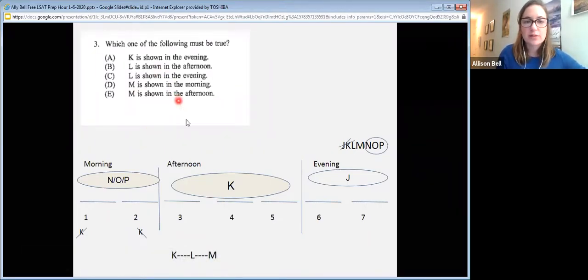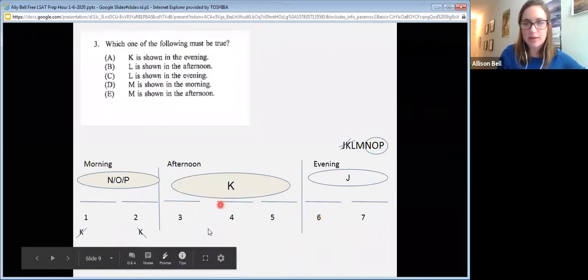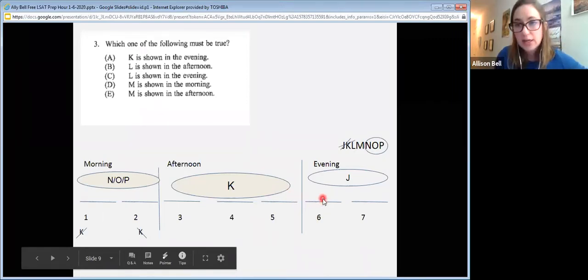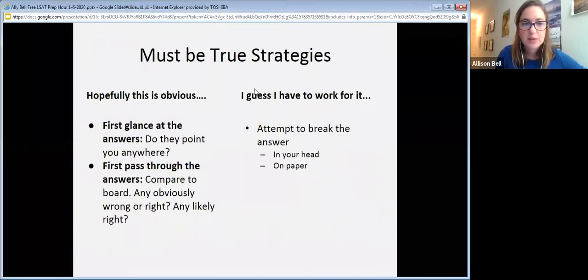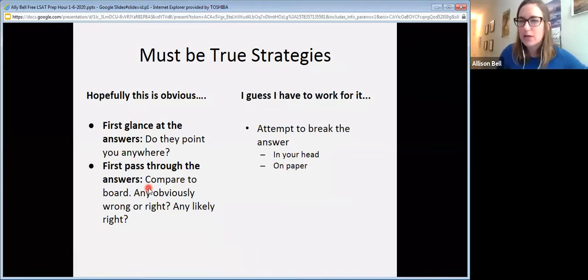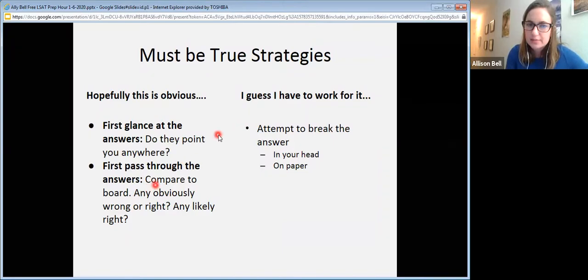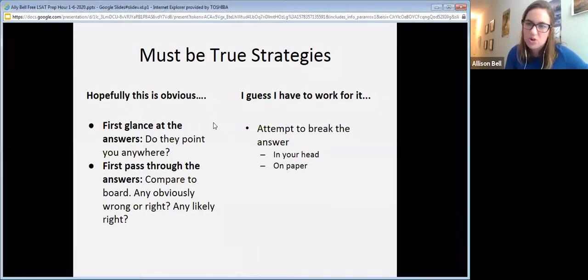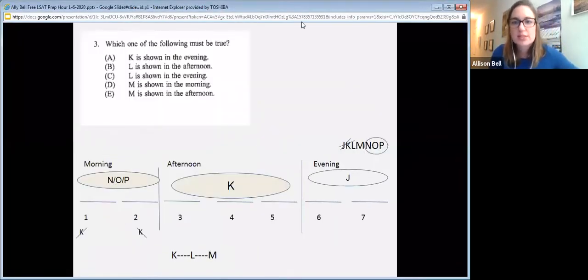So before I even start evaluating these answers, I pause for a second to refresh my memory on what I know about those and where they might go. I know that K has to be in the afternoon, which tells me that L and M are going to follow K, and they're going to be either in the afternoon, in the evening, or both. So I've got that in mind before I even go into the answer choices. Then I'm going to take a first pass through the answers and compare them to the board. And I'm basically looking for, is there anything that's obviously wrong or obviously right? And also, is there anything that seems more likely to be right? Maybe I'm not sure it's right, but I'd like to work on it a little bit and try it.